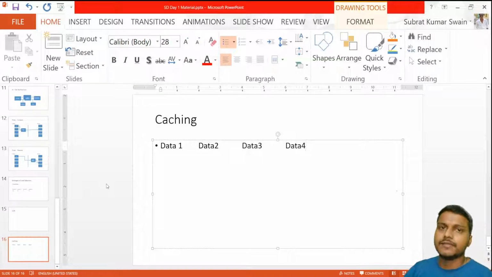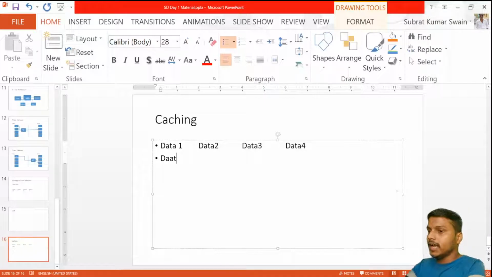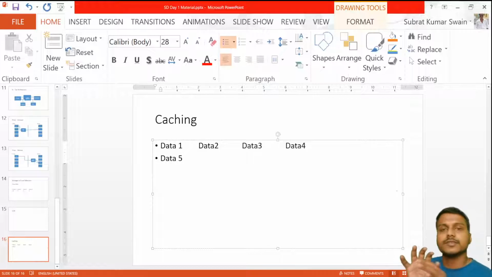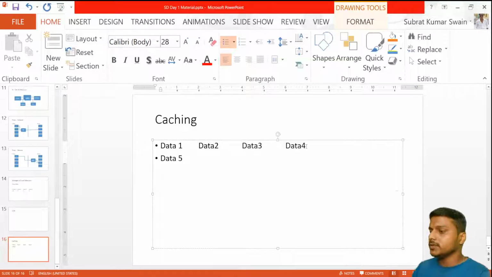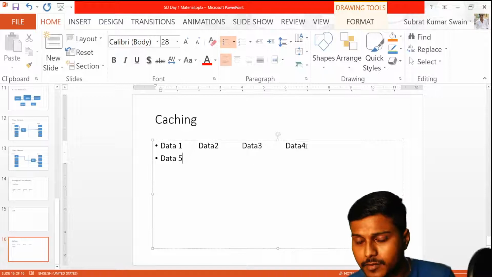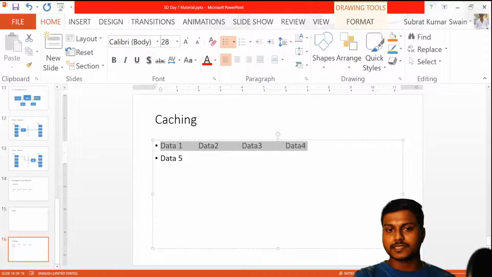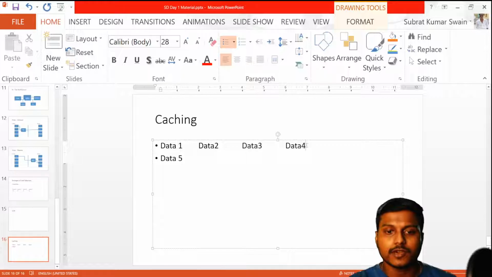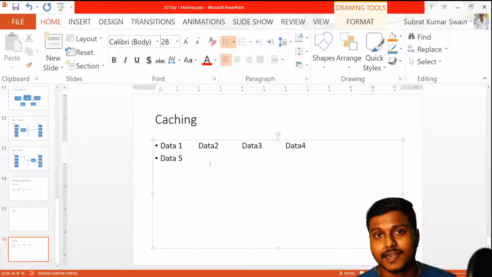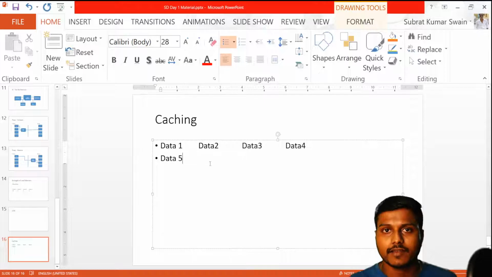The next time, let's say a new data is fetched. So what would be done? If there is a new data, first it will search in the cache memory, right? Let's say I'm searching for data 5. It will see that there is no data 5 in the cache memory. So the cache will pick this data 5 and try to store it in the cache. But the problem here is the cache can store only 4 data. So it has to remove one of data 1, data 2, data 3, data 4, and replace it with data 5, because that is the thing now required.